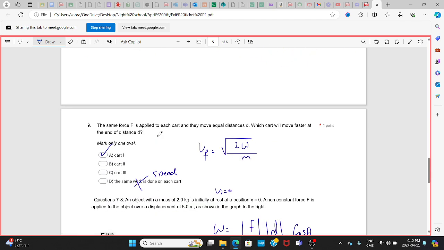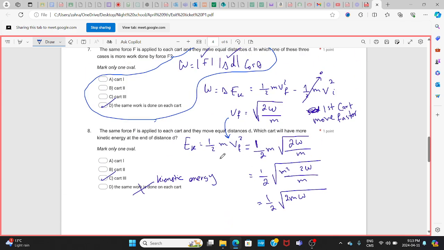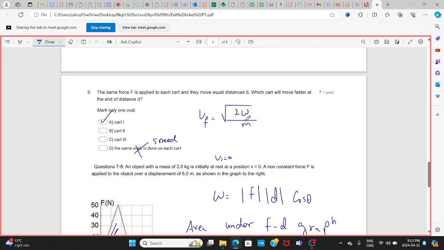Okay, you're welcome. Now, the same force is applied to each card and they move an equal distance. Which card will move faster at the end? So we found a v final in this step, right? The heavier the mass is, the lower the v final. So lighter it is, sorry, lower m means higher velocity. To move faster means the one that is lighter. The first card was lighter, right?